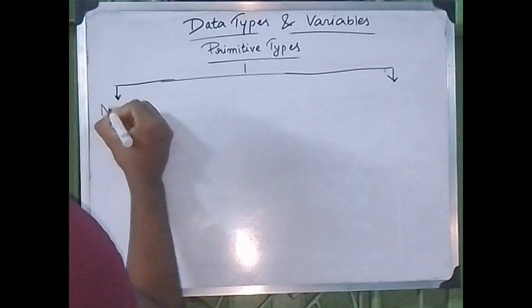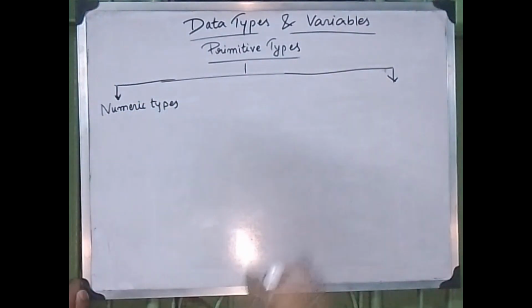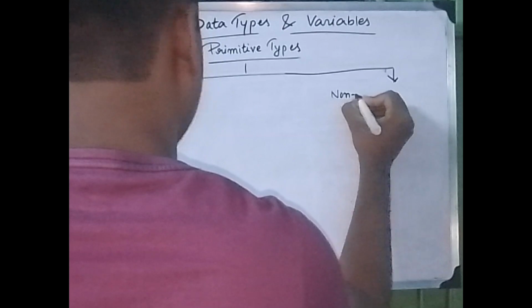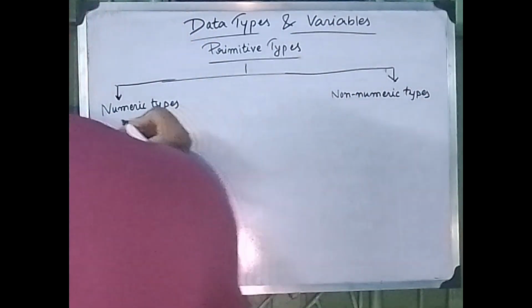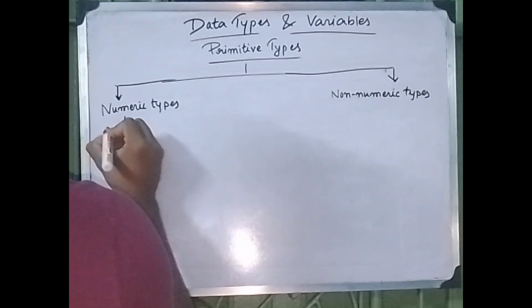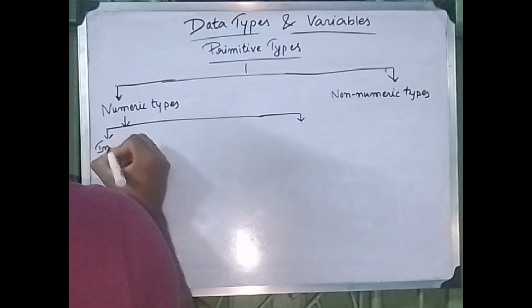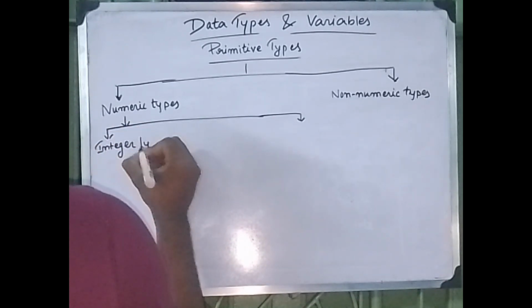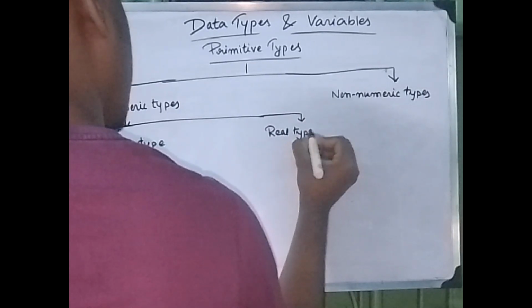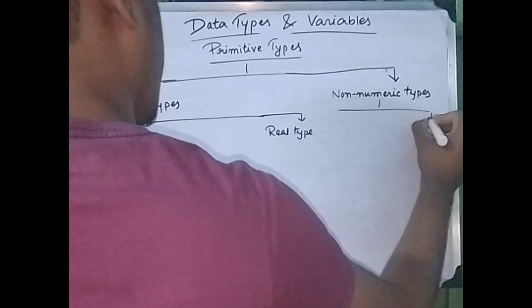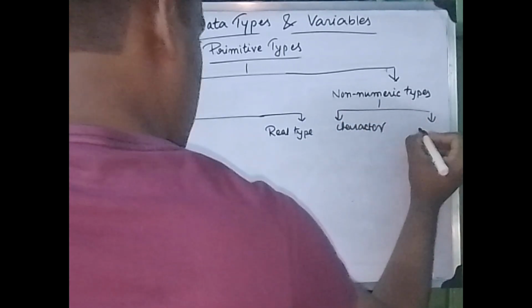Now let's move on to the primitive data types and their classification. Firstly, it is classified into numeric and non-numeric types. Under numeric types, we will again classify this into integer types and real types. Under non-numeric types, it will be classified into character and boolean.